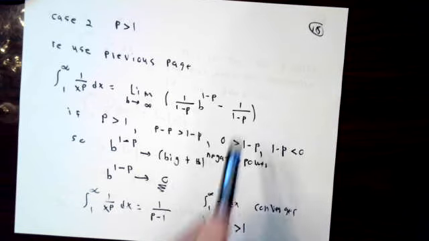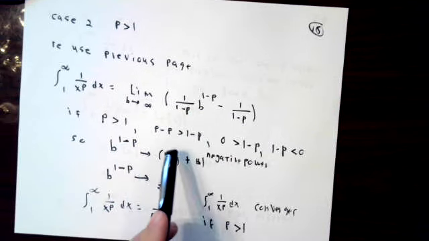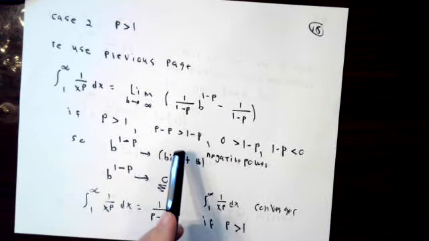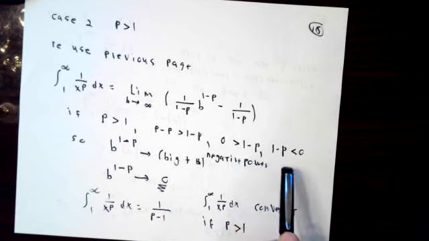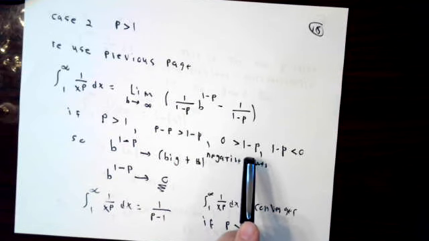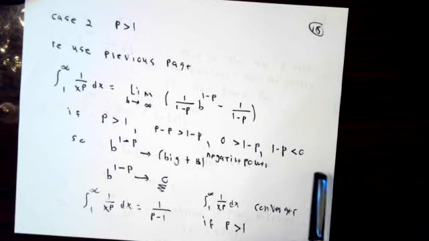So same antiderivative, same quantity, but this time p is bigger than 1. Then p minus p is less than 1 minus p. Excuse me, 0 is larger than 1 minus p, that is. It's 1 minus p that's less than 0.